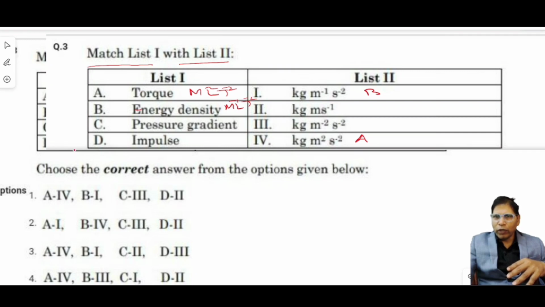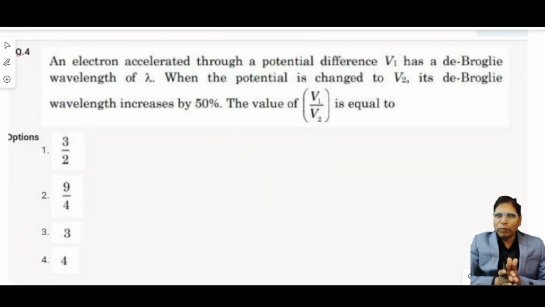Okay. Now look at this. B has two options, 1 and 3. Now look at this C, pressure gradient. Pressure gradient means pressure by length. So obviously this is the C. Therefore, B4, B1, C2 is the correct option for question number 3. Okay, next. So now question number 4.